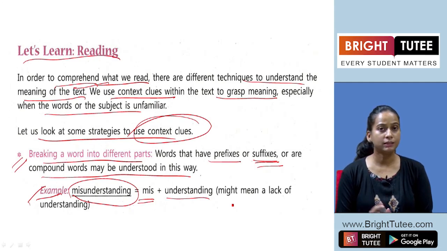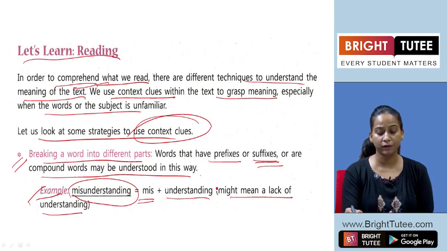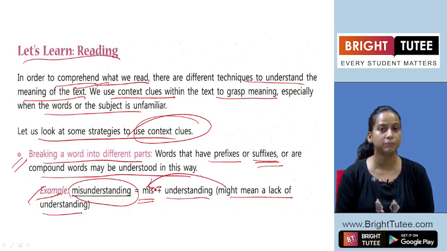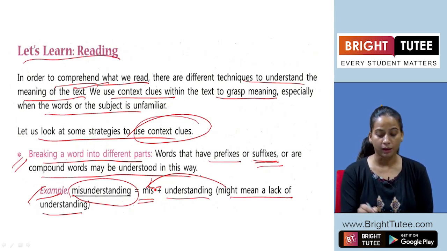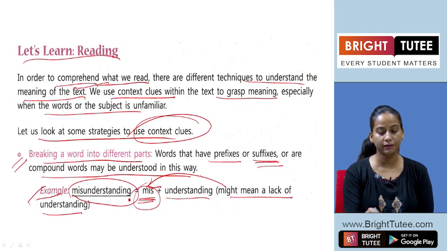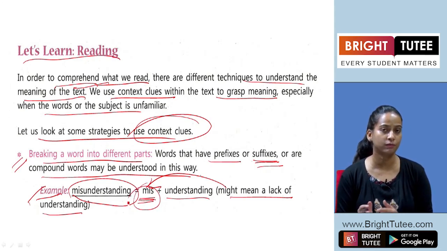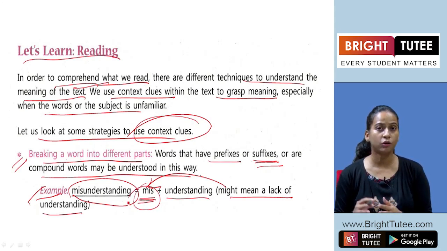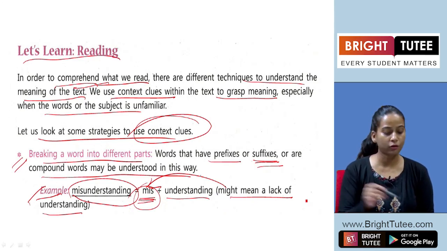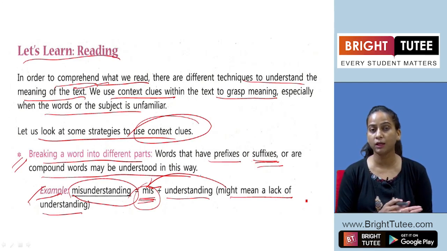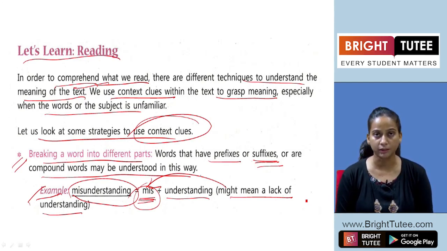Now, we know understanding means to comprehend something, to understand or to know something. Misunderstanding, when miss is added, somewhere we are getting the logic, the hint or the clue that it might mean a lack of understanding. When we are not able to understand something, that will be taken as misunderstanding.